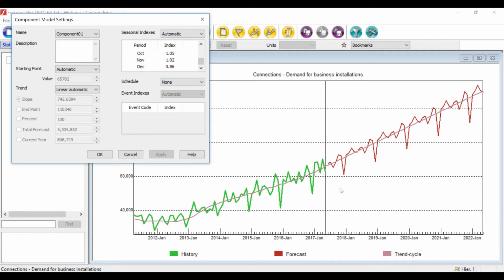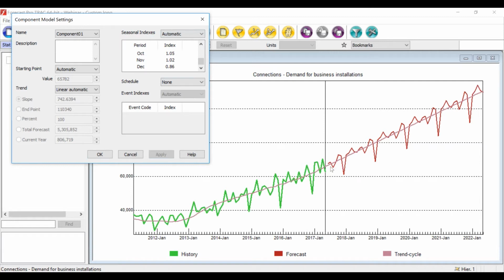But one of the concepts here, and this is similar to exponential smoothing, is that the forecast consists of different components. In this case, a starting point, a trend, a seasonal pattern, and potentially events. Now, in a custom component model, we can fit those components to the data, which is what we've done here, or we can customize them, meaning that we can judgmentally make changes to one or more of the components.